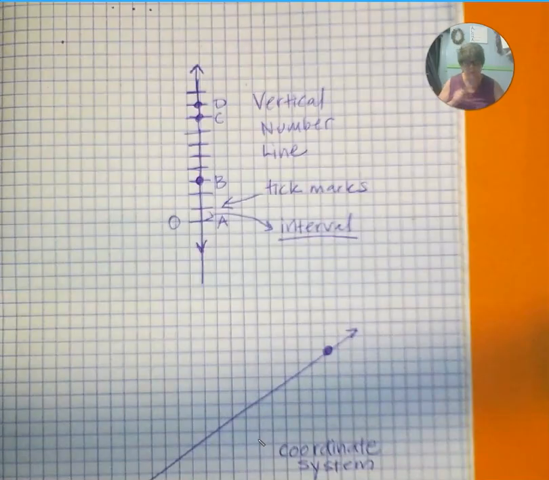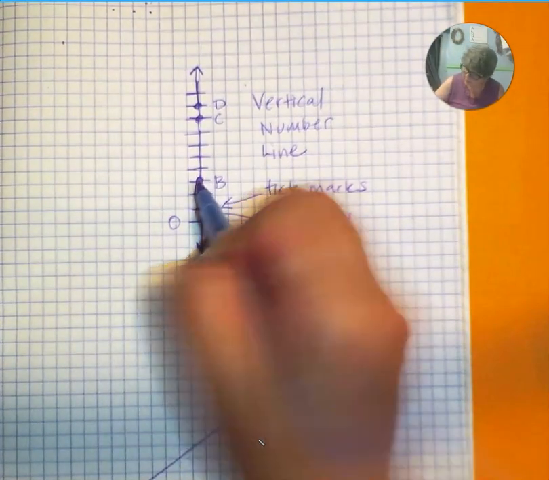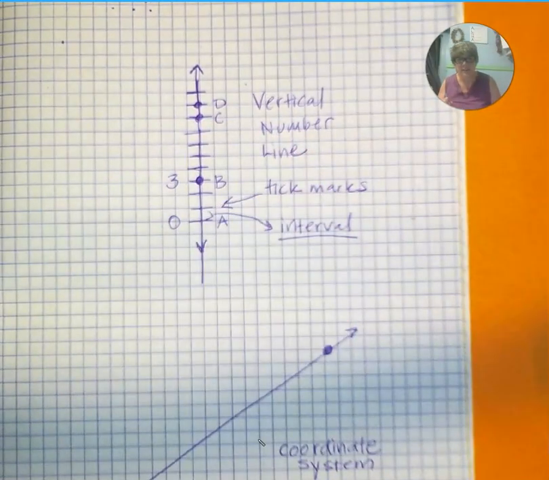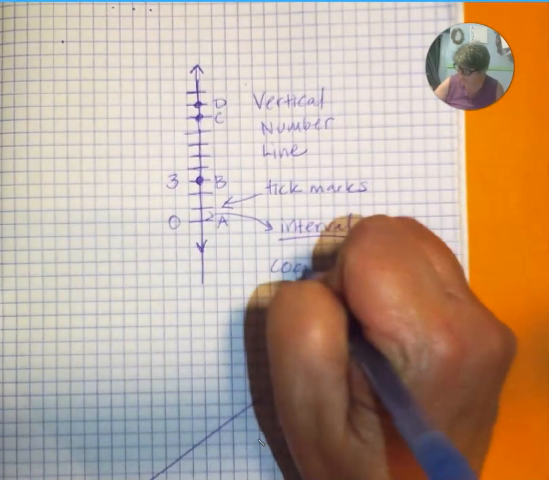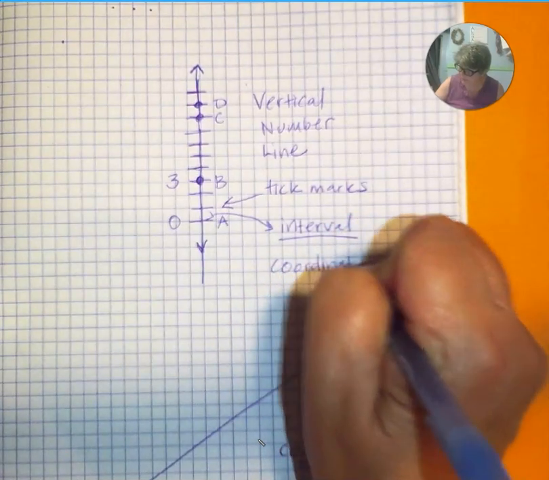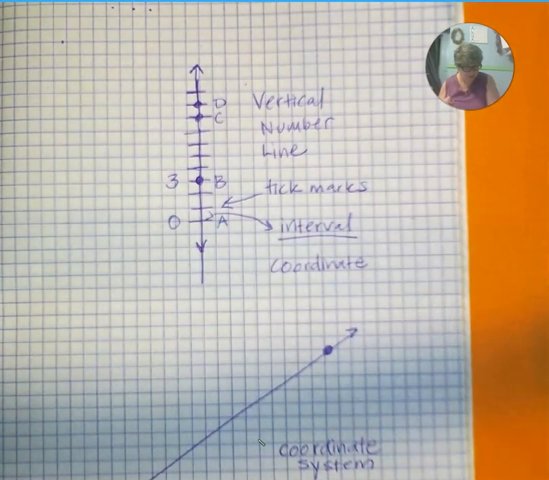So how many units from 0 is B? Let's look: 0, 1, 2, 3. So we could say that B is 3 units, and B has a coordinate of 3. There's another word, coordinate. That means the number that it is related to, 3. The coordinate is 3. 3 units. And we can say that B has a coordinate of 3, and a coordinate is a number to identify the location of a point.